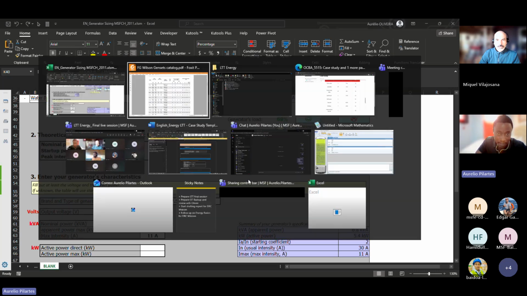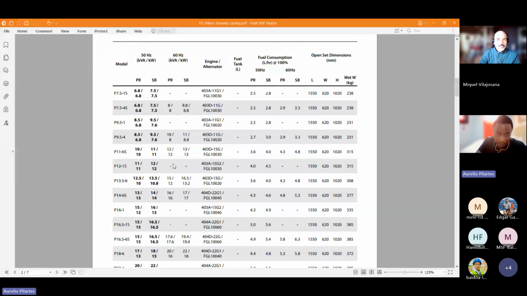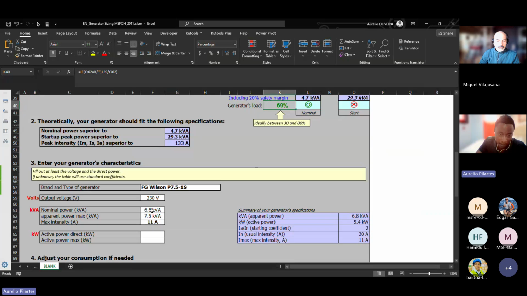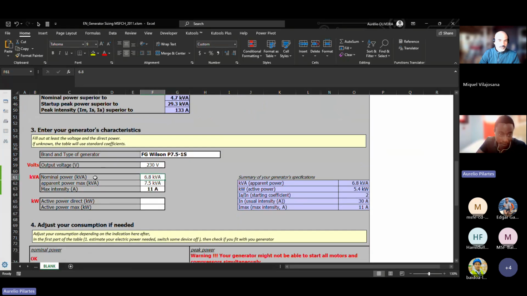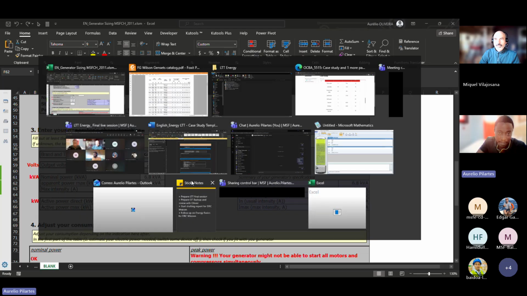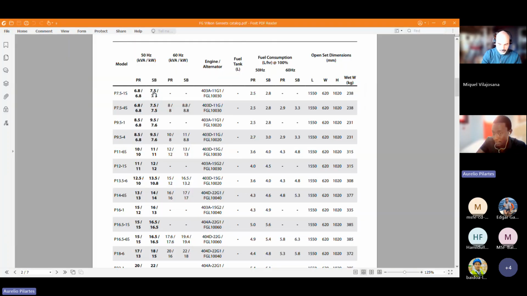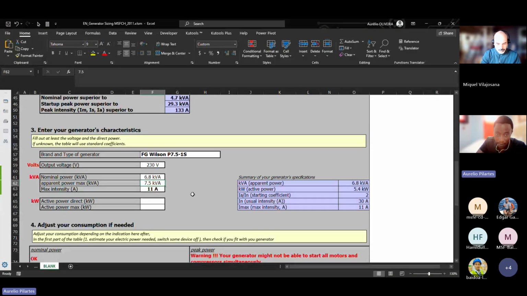We take this FG Wilson and then we just fill in the characteristics of the generator. So the nominal power is 6.8. In the max power, we put the standby power, which is 7.5, that we have here. And then the max intensity will be 11. Does anyone know why 11?